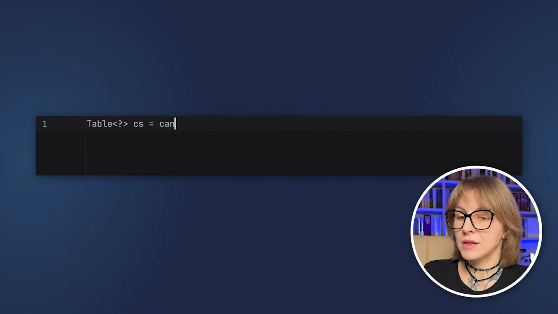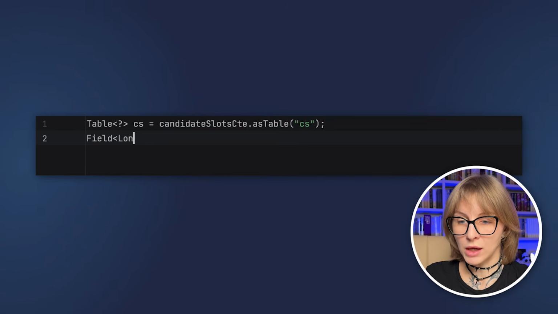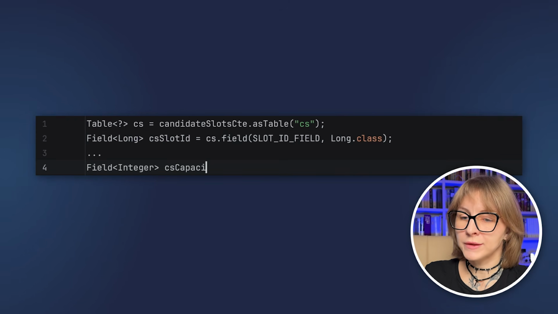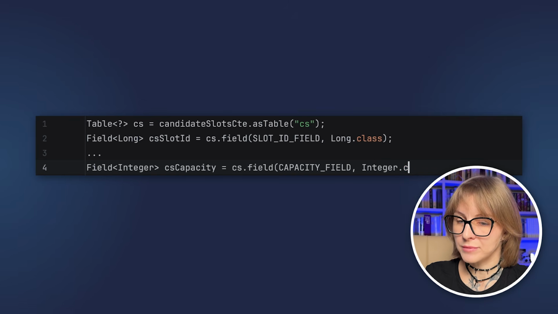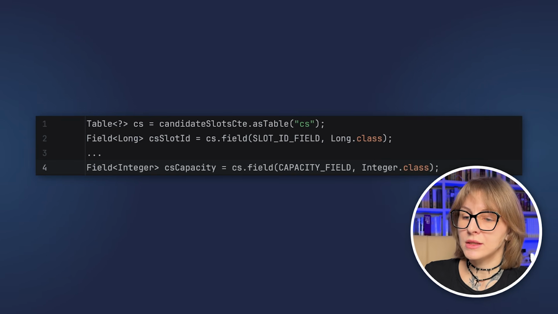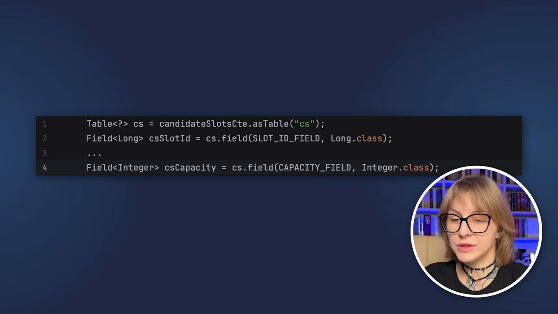We will convert this CTE into a table as well. Let's call it CS, and we will also extract a couple of fields, slot ID and capacity. So now CS slot ID is a real jOOQ field that can be referenced in later queries.